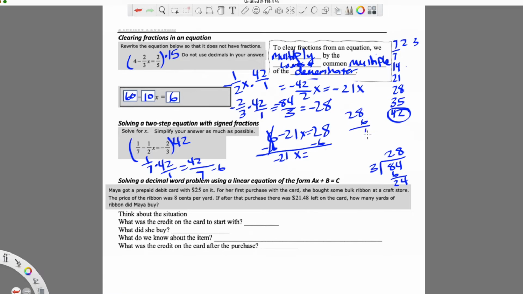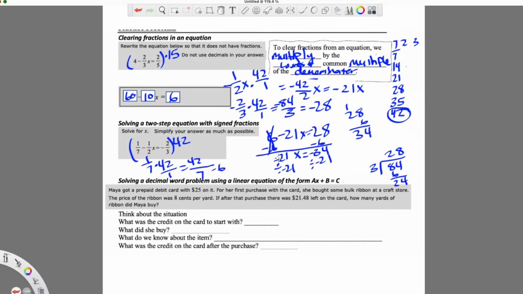I get 34 negative. Because they were both negative, I'm just adding them together. I start out with negative 28, I want 6 more negative. And now I'm multiplying by negative 21, so I'm going to do the opposite. I'm going to divide by negative 21 on both sides.